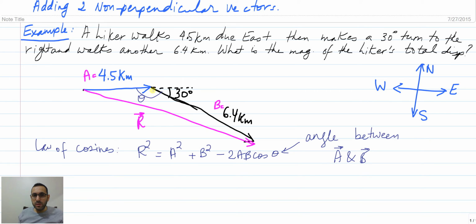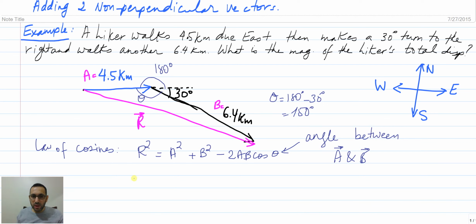This angle from here to here is 180 degrees. So from the other side also it's 180 degrees. And the angle here is 30 degrees. So how much is left for theta? Theta is 180 minus 30 degrees, which is 150 degrees. This is the most important part of the problem. When we know theta, we can find R.